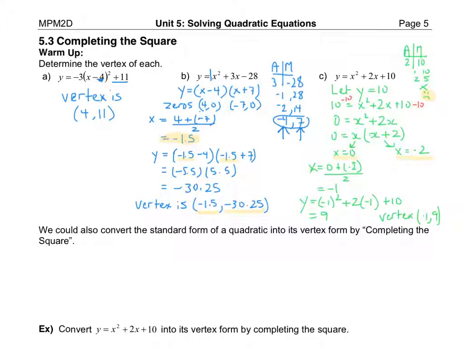So I find the midpoint between those two zeros, which is negative 1. So that's the x-coordinate of my vertex. I subbed that into my original equation and I got a 9. So my vertex is at (negative 1, 9).